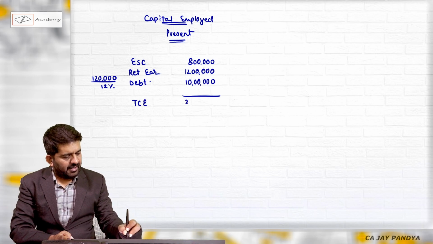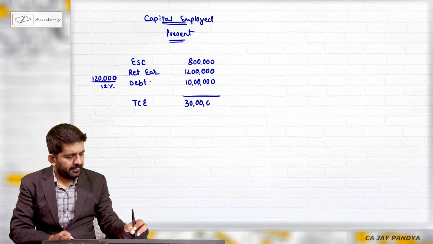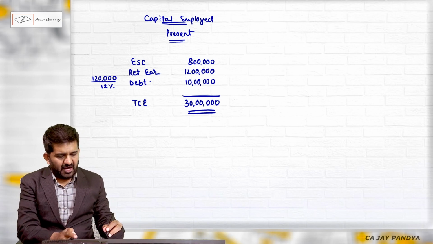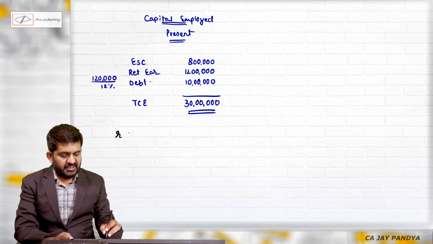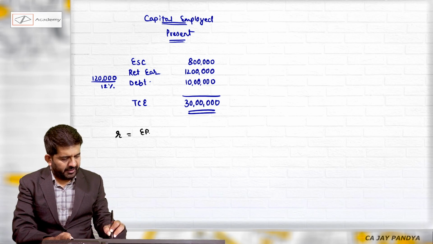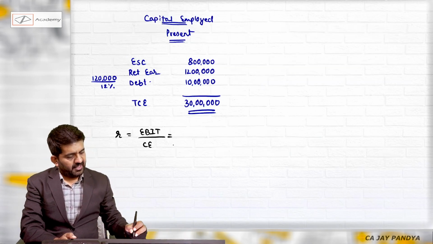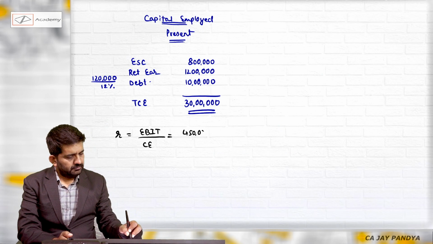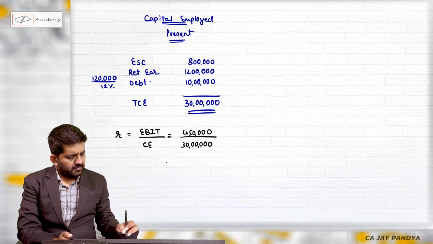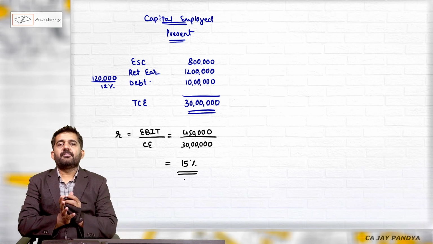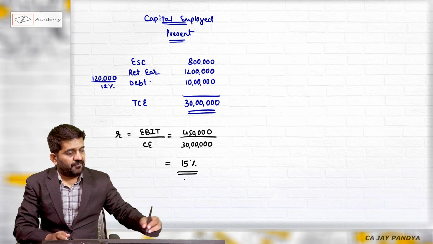Total capital employed will be 30 lakhs rupees. I am also finding out R or ROCE, return on capital employed. EBIT divided by capital employed. Current EBIT is 4,50,000 divided by 30 lakhs multiplied by 100, which is nothing but 15%. So current R is 15%.